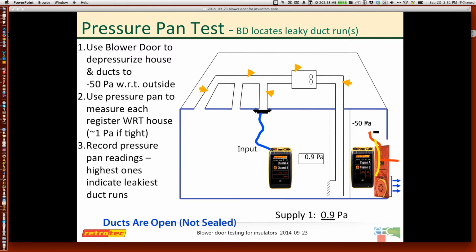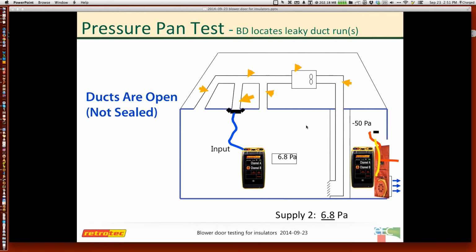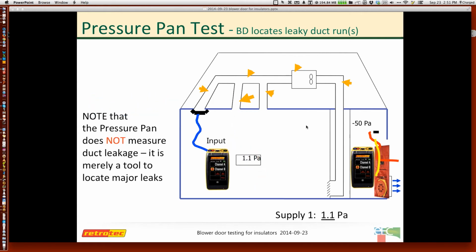So I got my blower door running, and I test this first supply duct. I go to the next one. Again, all the ducts are open. This one reads 6.8, all right, which is a significant number. And I go to the last one, and it reads 1.1. So I know now that my issue is probably somewhere between the beginning of the trunk or the end of the trunk. So this is one solid method of, again, diagnosing issues that may be happening in the duct system.